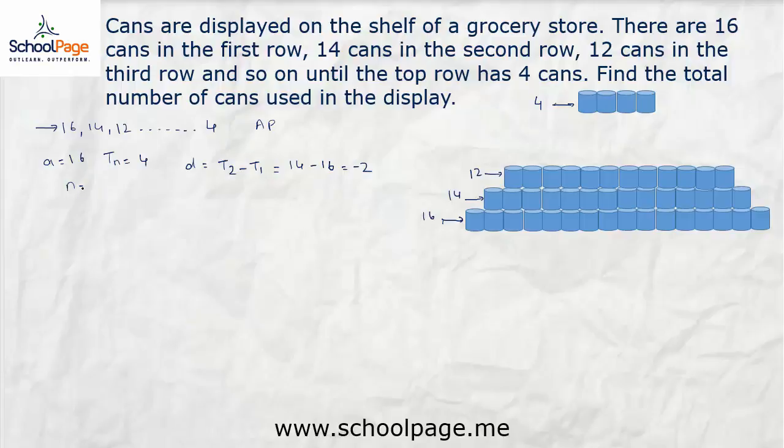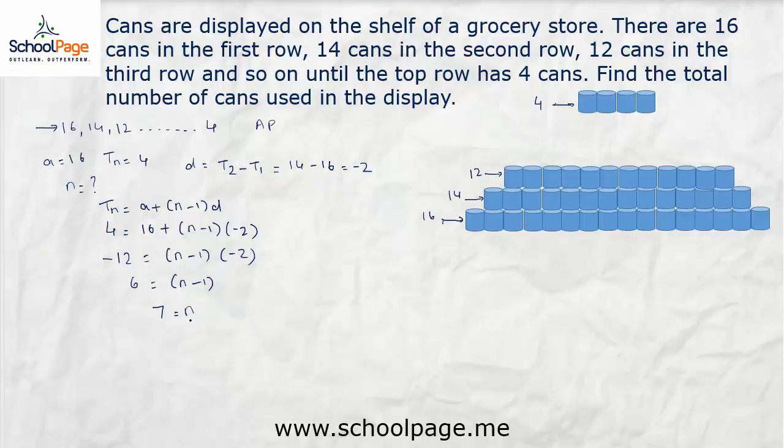Let us first find n, the number of rows. For this we use tn is equal to a plus n minus 1 d. So we have 4 is equal to 16 plus n minus 1 into minus 2. We'll have minus 12 equal to n minus 1 into minus 2. So we have 6 equal to n minus 1, n equal to 7. So we have 7 rows.